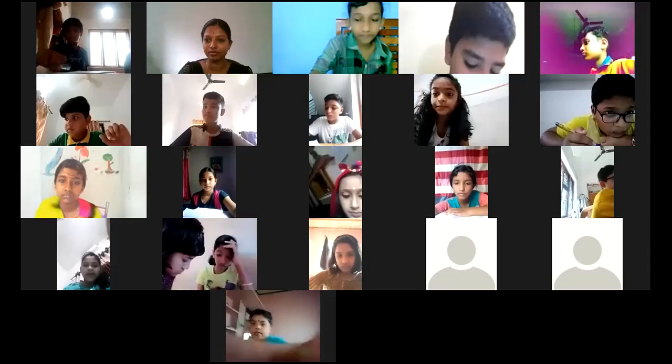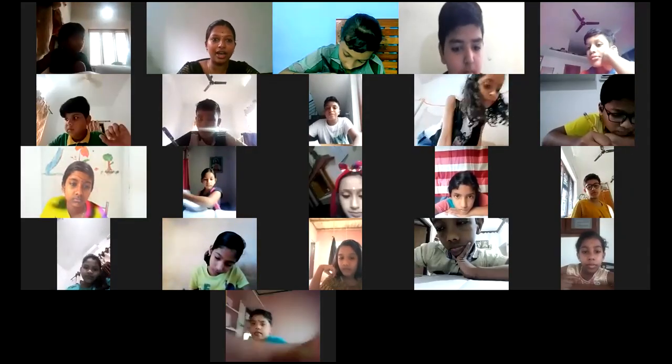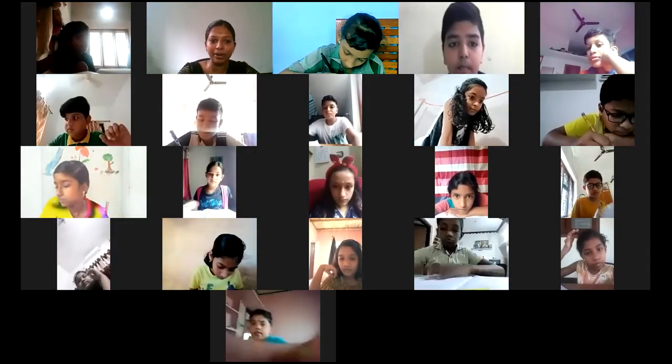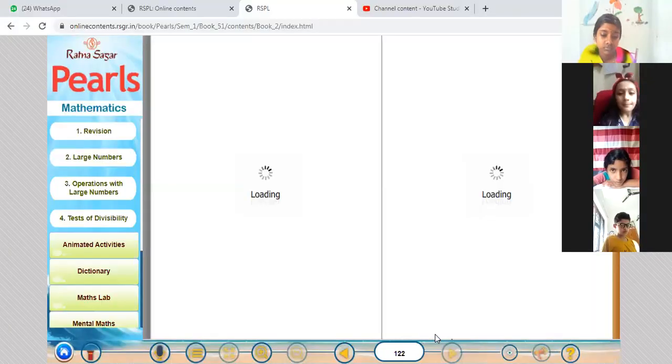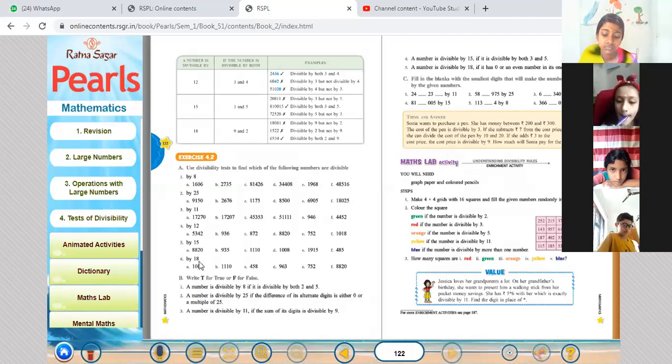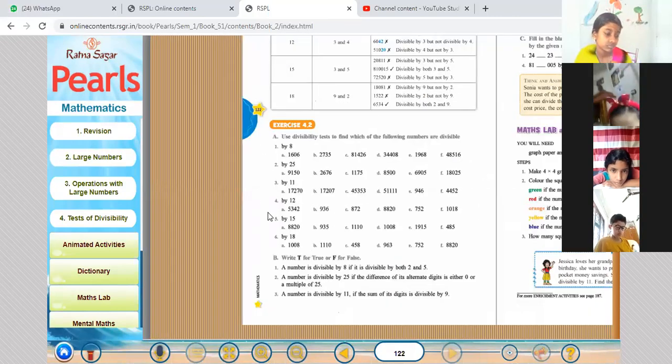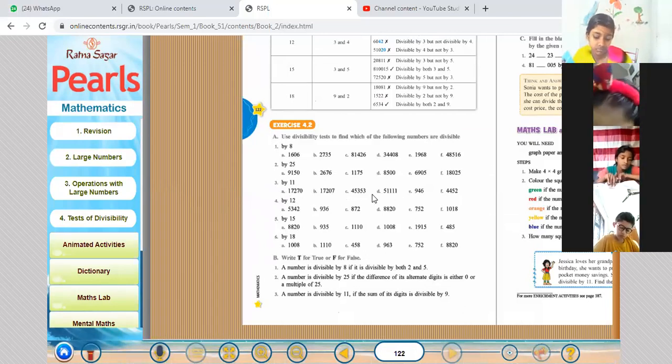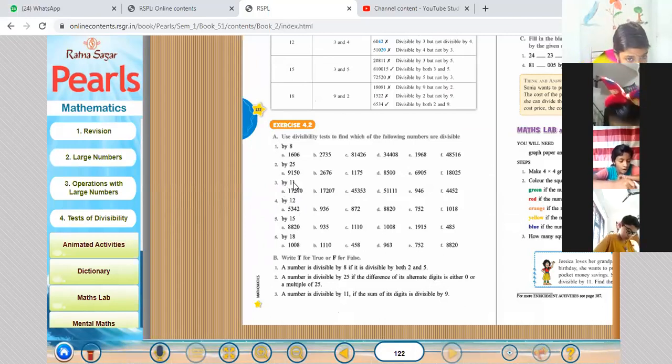We have only one more minute remaining. That's why I am giving homework for you. In page number 122, you can see the page number 122. There are 5 numbers given. That is the third one, to check the divisibility by 11.